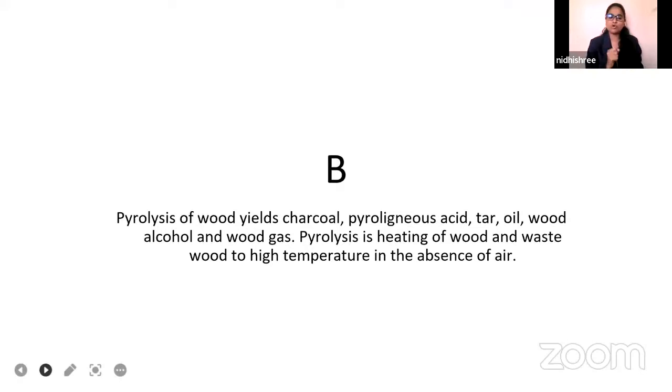pyrolysis process of wood yields charcoal, pyroligneous acid, tar and oil. What is pyrolysis? It is the heating of wood to a higher temperature in the absence of air.